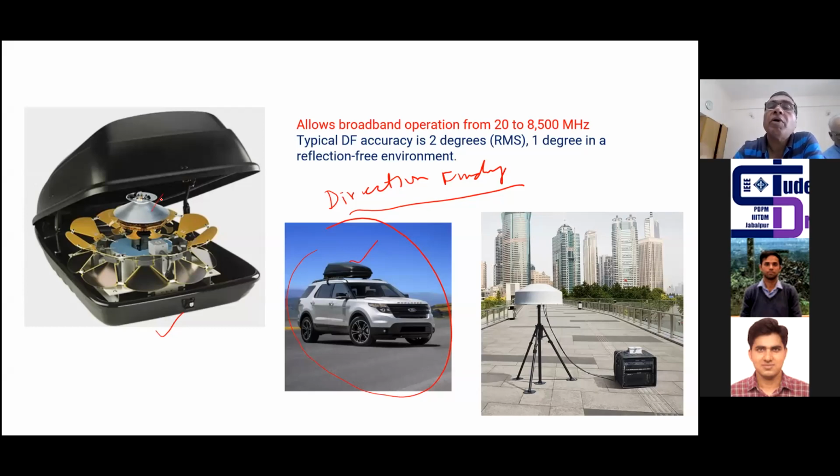So this is the broadband operation of 20 megahertz to 8.5 gigahertz. Think about what the wavelength is at 20 megahertz; based on that you can see the size, and it has to be accommodated. Everybody knows the width of a car is not more than 4.5 feet, maximum 4.5 feet, or 4 feet. Within that, the antenna has to be mounted on the carrier, so it is very small and packed within this.